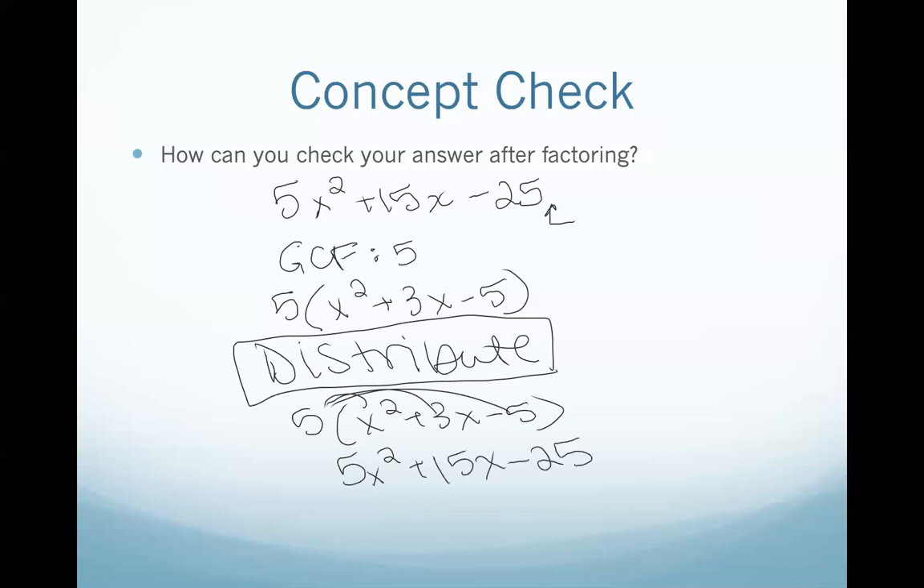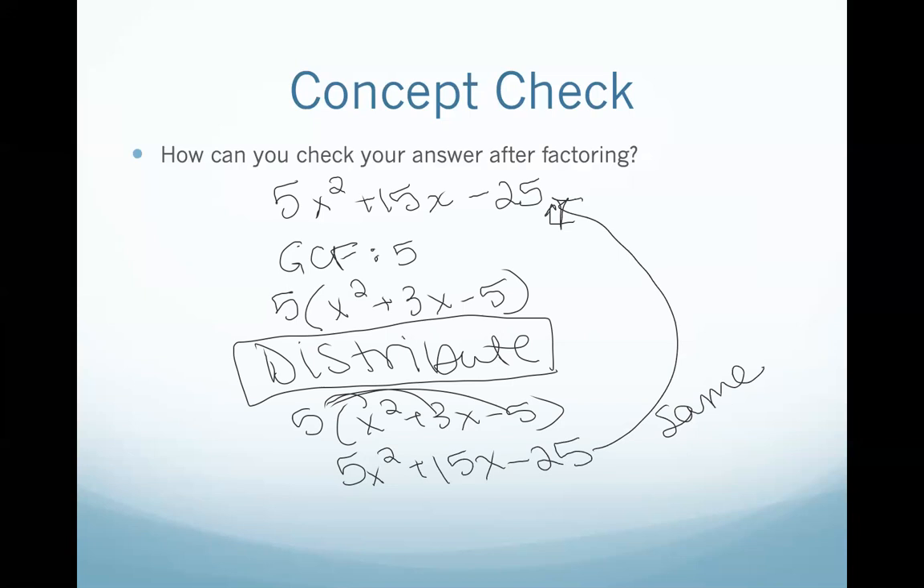And notice that is exactly the same as what we started with. If you get a different answer after distributing, then something went awry in that process. Either when you factored, one of your factors got missed, or you divided incorrectly, or when you were distributing, you forgot to multiply something. So your first and your last answer when you're checking should be exactly the same. If you distribute what you factored, you should get the original question back.